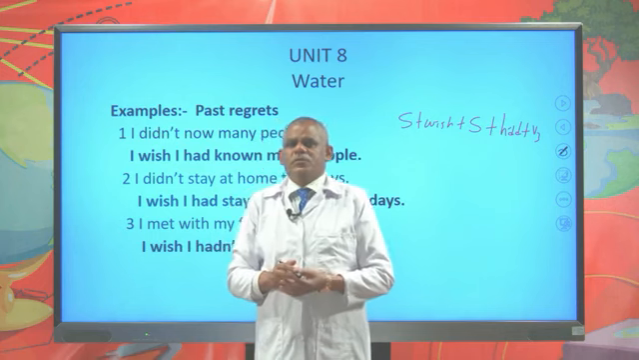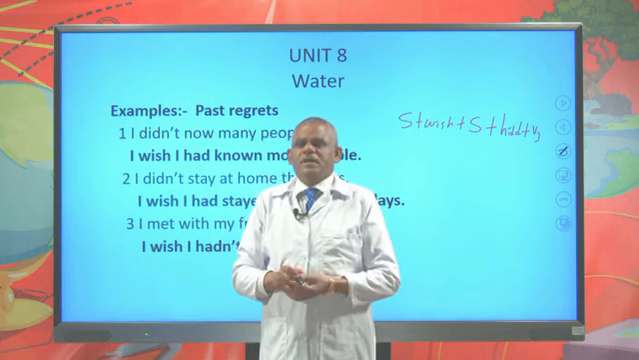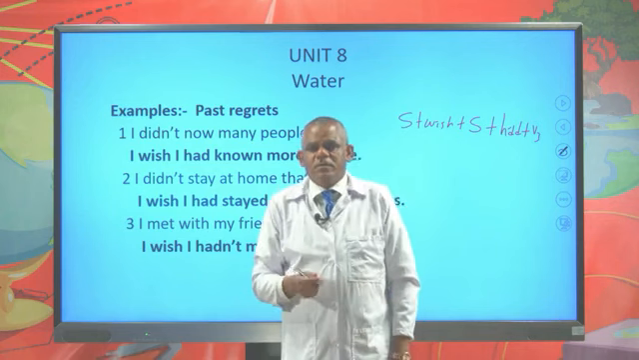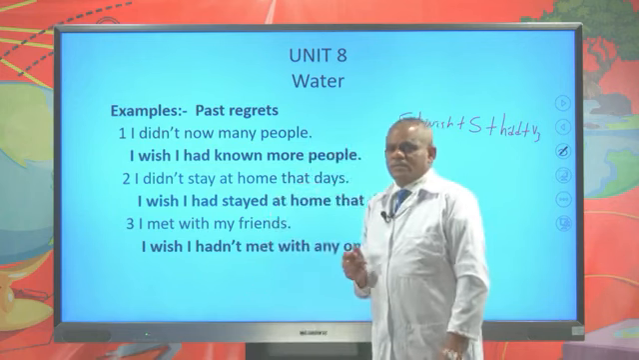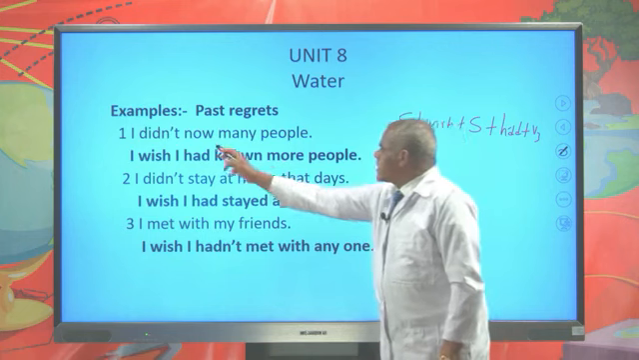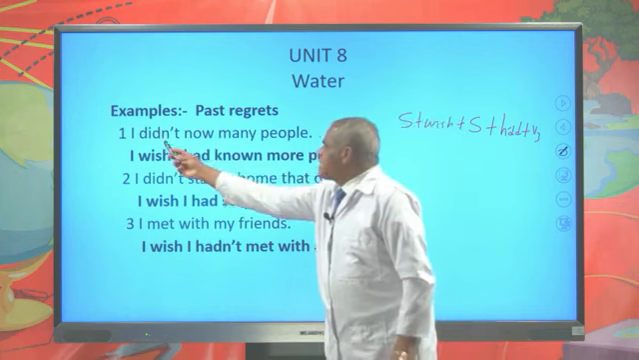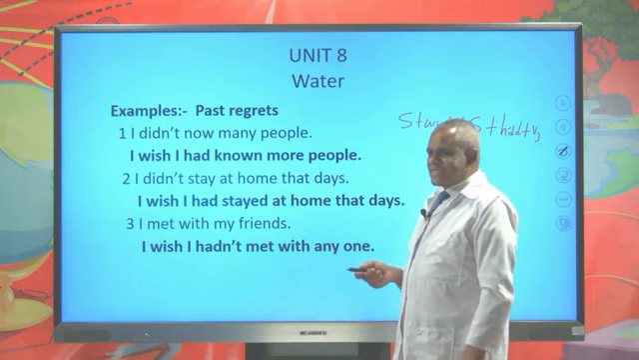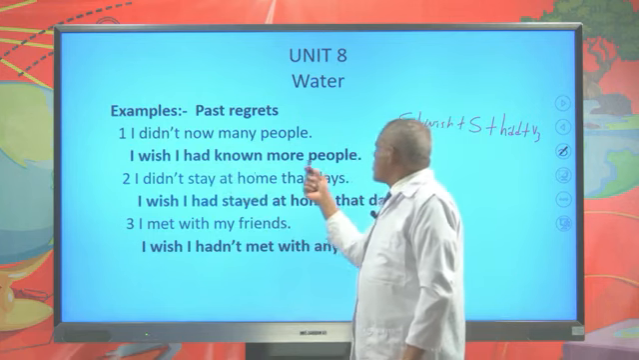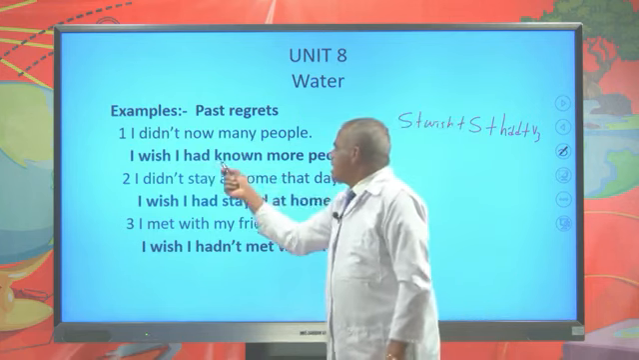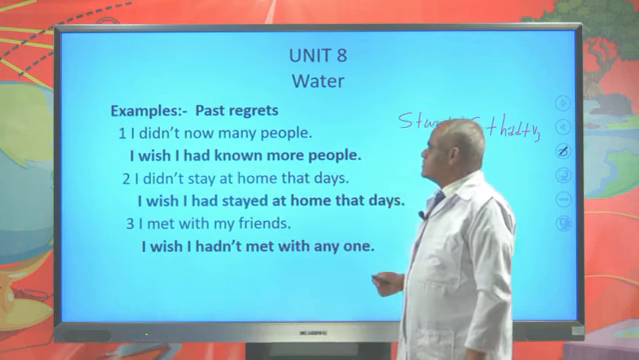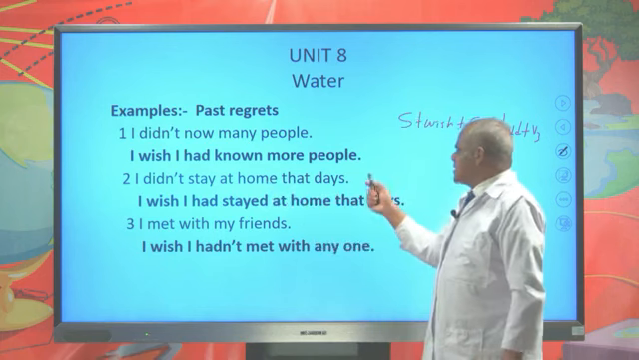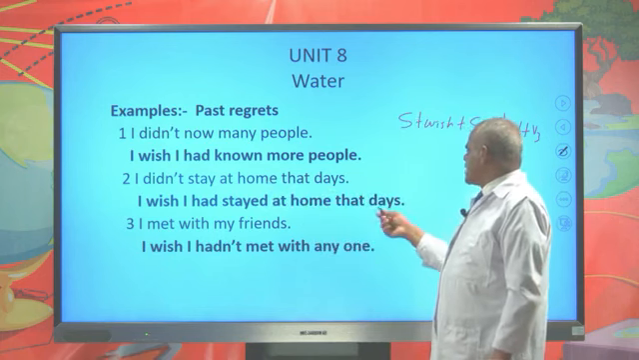Subject plus wish plus subject plus had plus V3 form implies that your regret is about what? The past. Let's take a sample example. I didn't know many people. This is simple past tense. In the case of regret: I wish I had known more people. I wish I had known more people. Same is true. I didn't stay at home those days. I wish I had stayed at home those days.